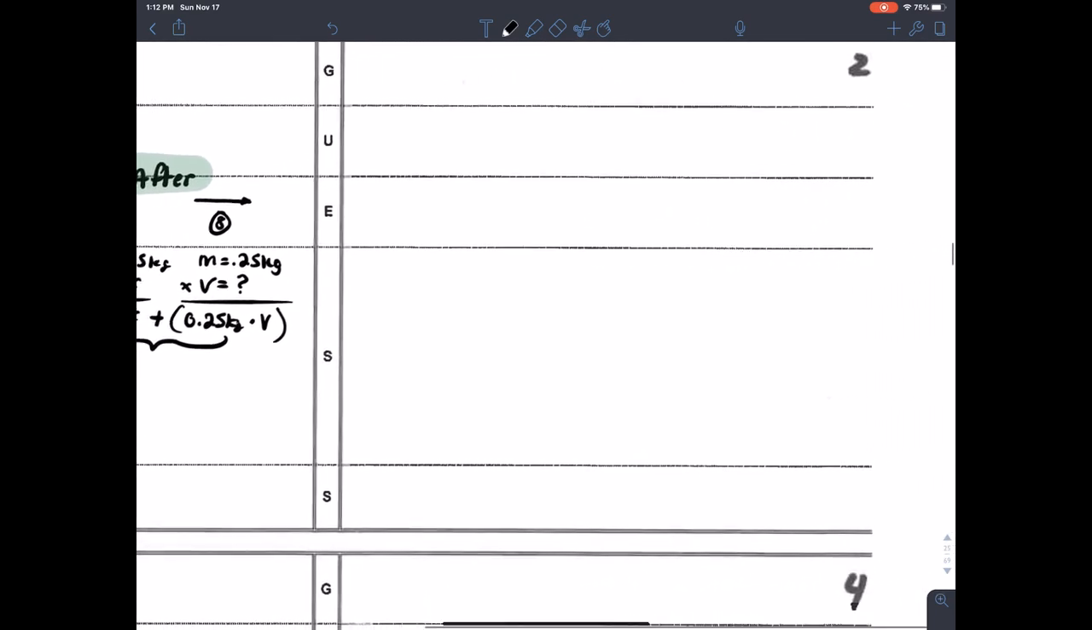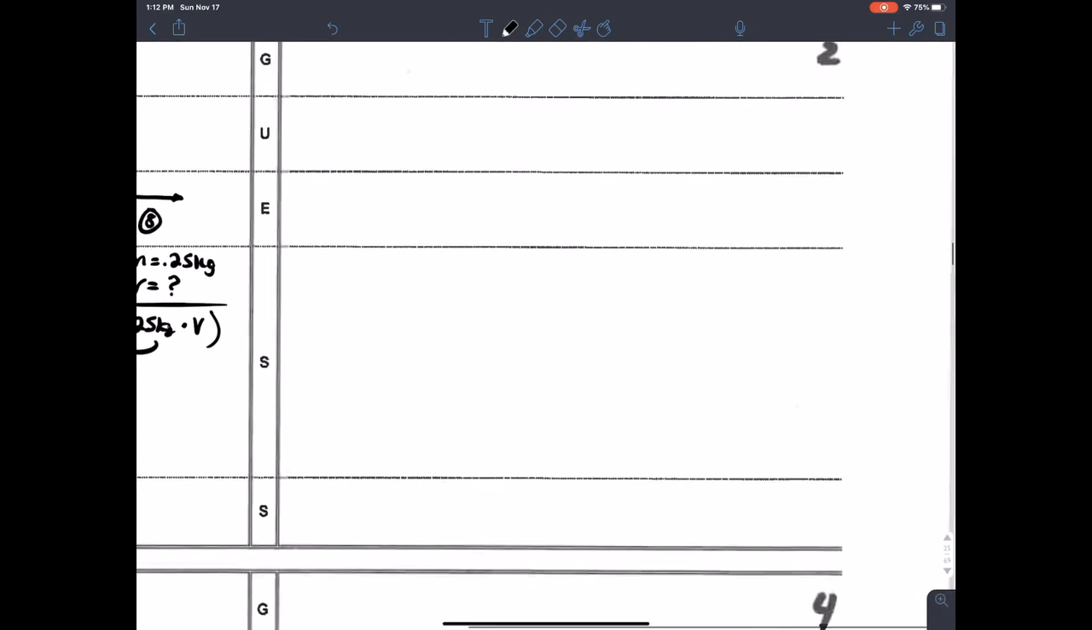Okay, we'll go over to question number 2. Question 2, you have a medicine ball is thrown. So here's my medicine ball. Okay, and it says it has a mass of 4 kilograms.